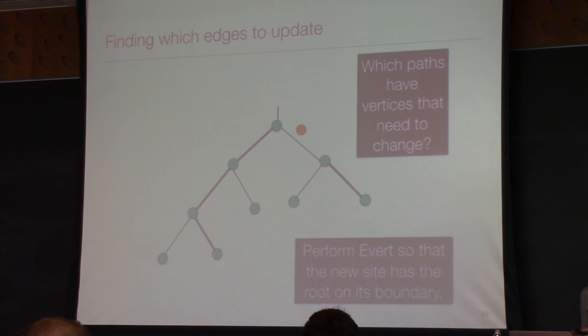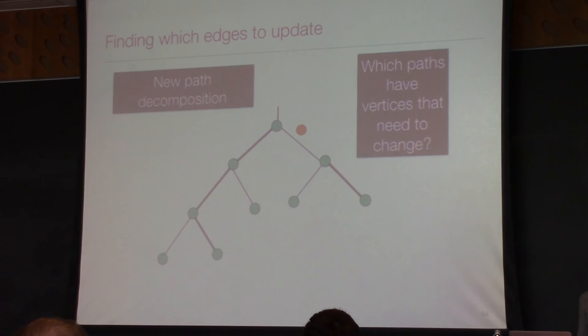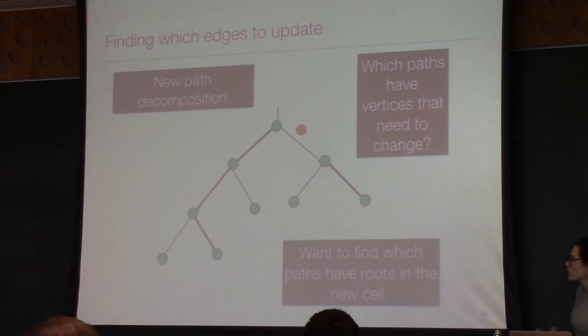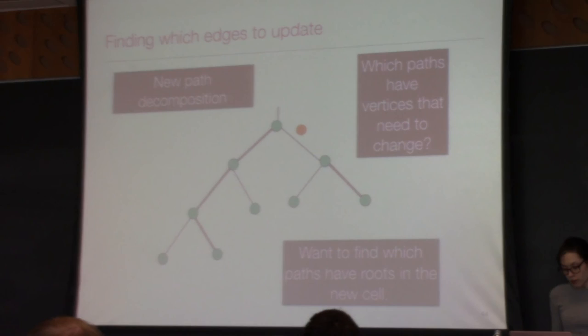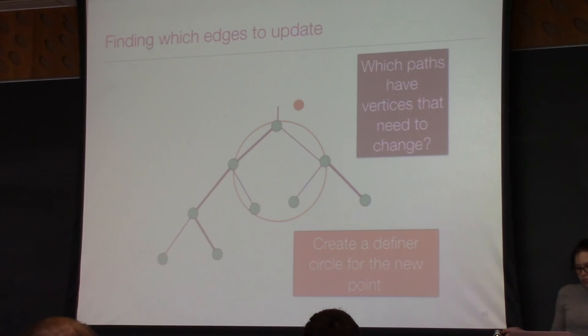So now we want to figure out which paths have vertices that need to change. We did the new path decomposition, and the idea is that we want to find which paths have roots, where the root is the closest vertex to the root of this tree in the new cell. For the new point, we create a definer circle where we take the three closest points to that point, and those three points define a circle. The idea is to find paths that have roots inside of this circle. So, testing for points in the circle.